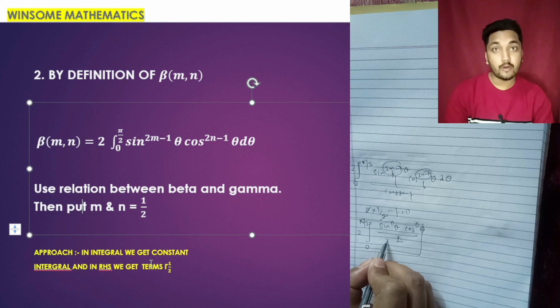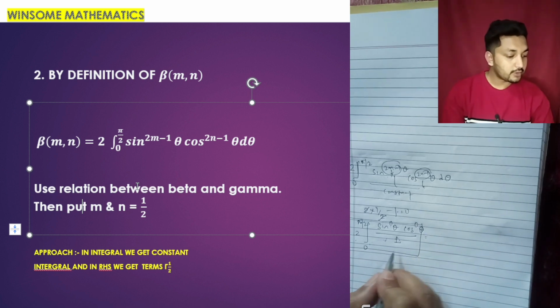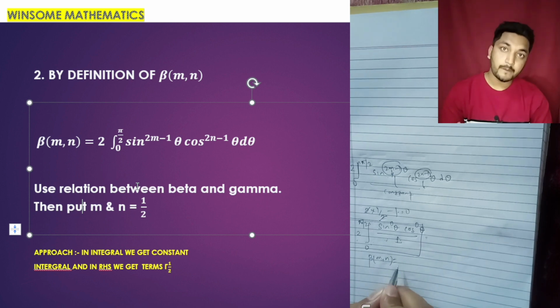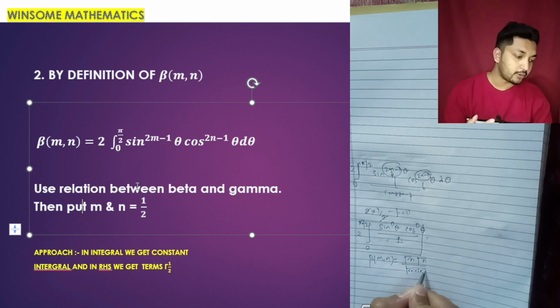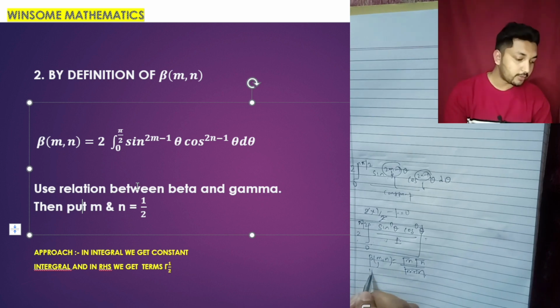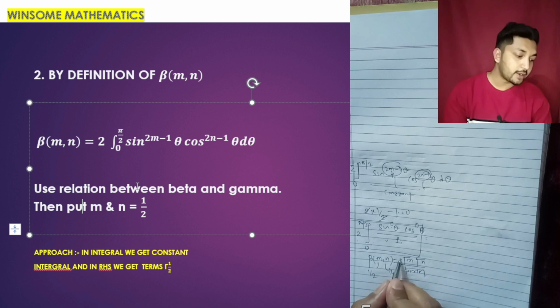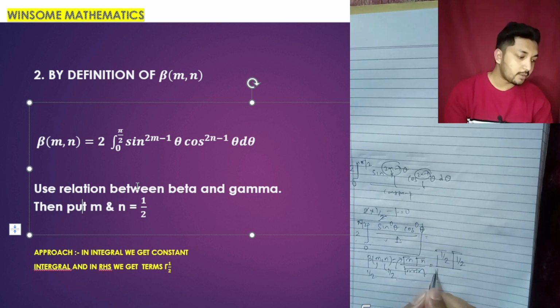And now what is our next step? Our next step is to use the relation between beta and gamma, which we have learned. If you haven't watched it, please watch the proof and all the basics of the beta and gamma relation. Now we are going to use it. Beta m n is equal to what? Gamma m gamma n upon gamma m plus n. Very good, so this was our relation, and we will use it. We have put m equal to 1 by 2 and n equal to 1 by 2, so we put it here. This is gamma 1 by 2, this is also gamma 1 by 2, and this is gamma of 1 by 2 plus 1 by 2.